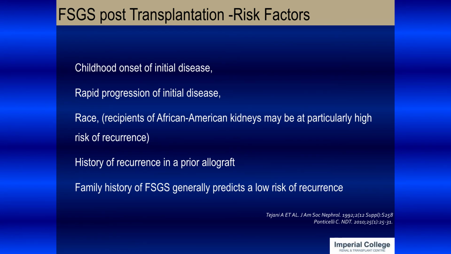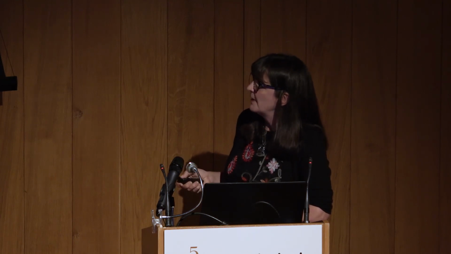So childhood onset and rapid progression of initial disease make you much more likely. Race, possibly recipients of African American kidneys may be at particularly high risk of recurrence. And there's lots of studies now going on to genotype patients and donors to look at this in more detail. Clearly a history of recurrence in a prior graft. But a family history of FSGS generally predicts a low risk of recurrence because clearly these are patients with secondary FSGS who've got some sort of genetic abnormality rather than a systemic disease.